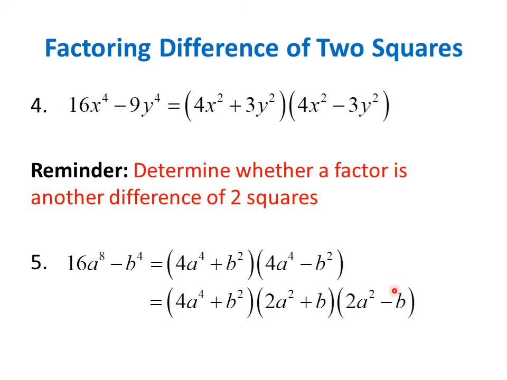Okay, next question. Is this a difference of two squares? Let's see. You have your minus. Can we get the square root of the first term? No, because 2 is not a perfect square. Therefore, this is not a difference of two squares, so we need not factor this further.